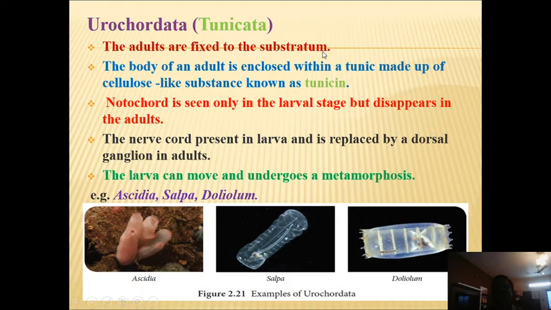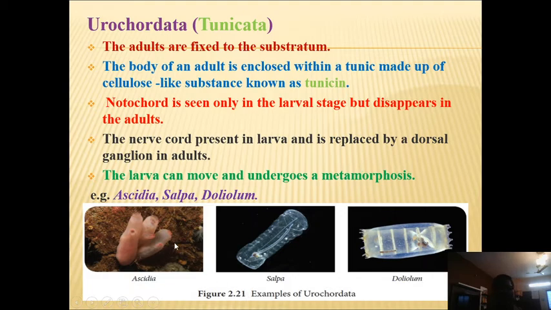In these animals, the notochord is seen in the larval stages, but it disappears in the adults. There is a nerve cord in the larva, but it is replaced by the dorsal ganglion in the adults. There are larvae as well as adults, which show movement and then undergo metamorphosis. Meta means many, morph means structure, sis means formation. There is formation of many structures.